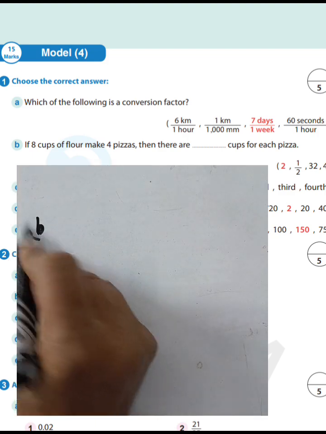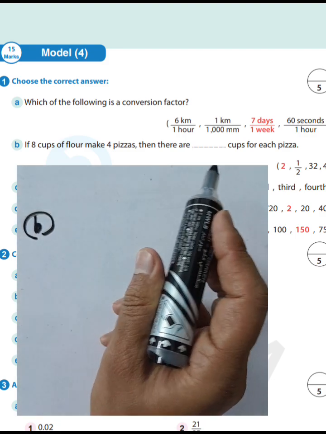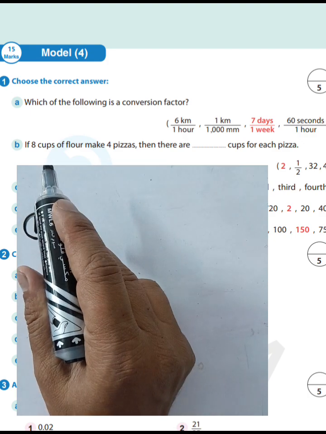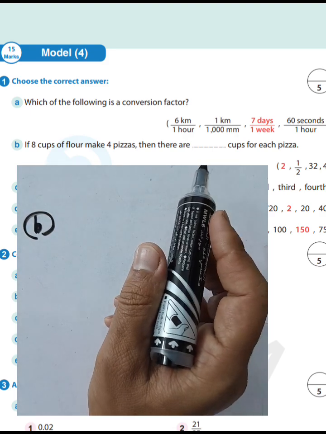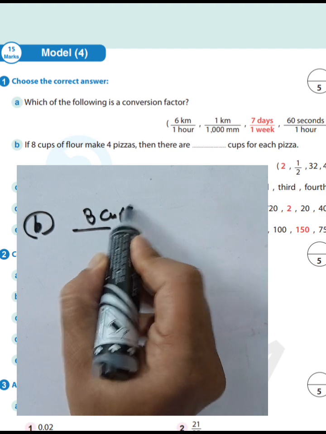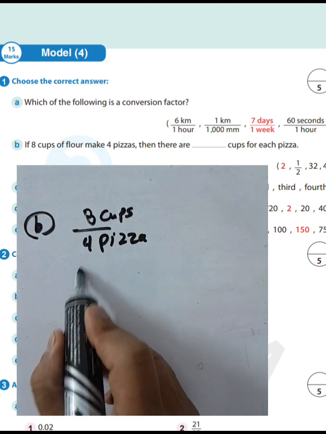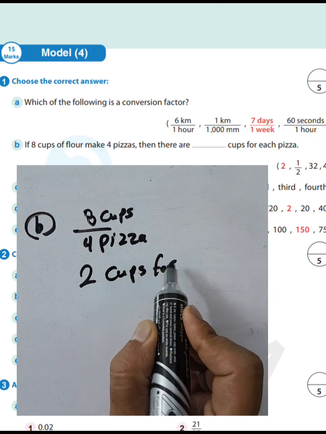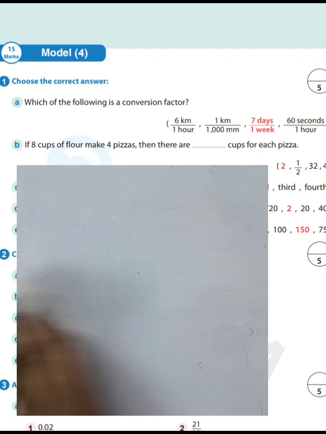letter B. If 8 cups of flour make 4 pizzas, then there are blank cups for each pizza. We want to find the cups for each pizza. You must count how many cups we have, 8 cups. Write the number of cups over the number of pizzas. You can write 8 divided by 4 equals 2. Then the result will be 2 cups for each pizza.